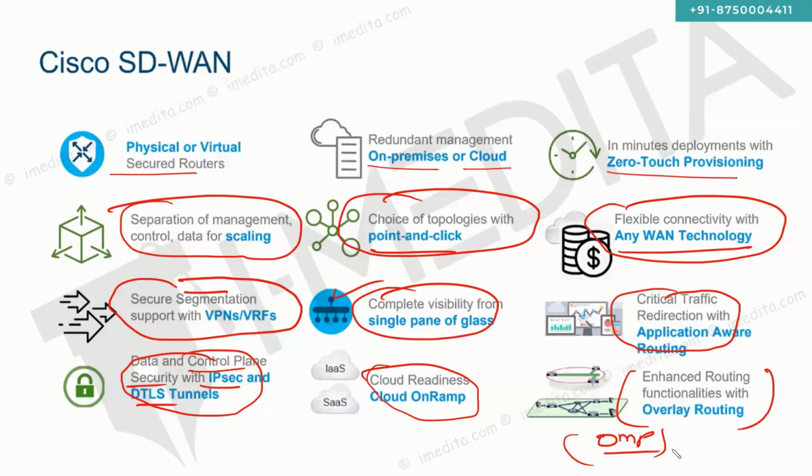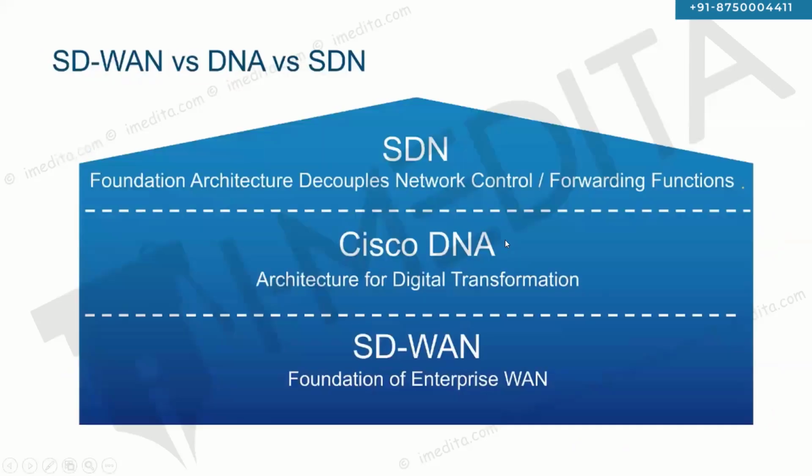Obviously, on the LAN side, you still have to use your traditional routing protocols such as BGP, EIGRP, OSPF, IS-IS, or whatever you want to use for LAN side routing. But in overlay, you have got only one option, which is OMP. So that's overlay routing. SD-WAN versus DNA versus SDN: as I already gave you this example.